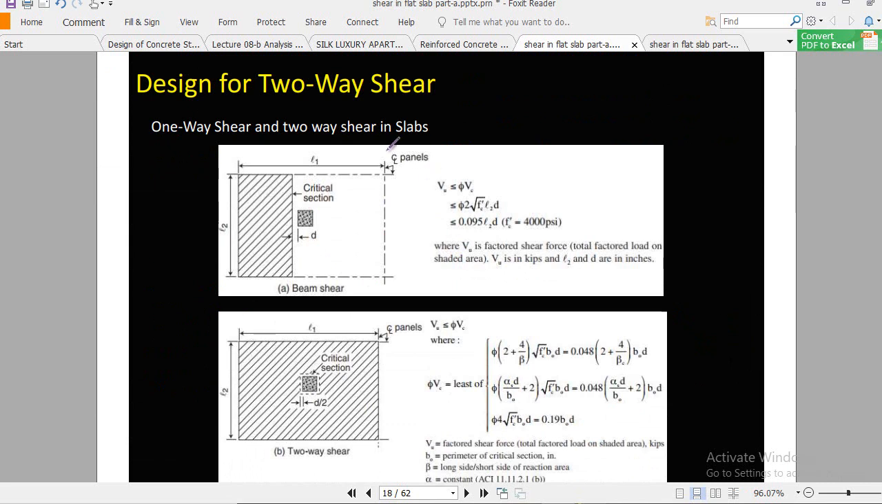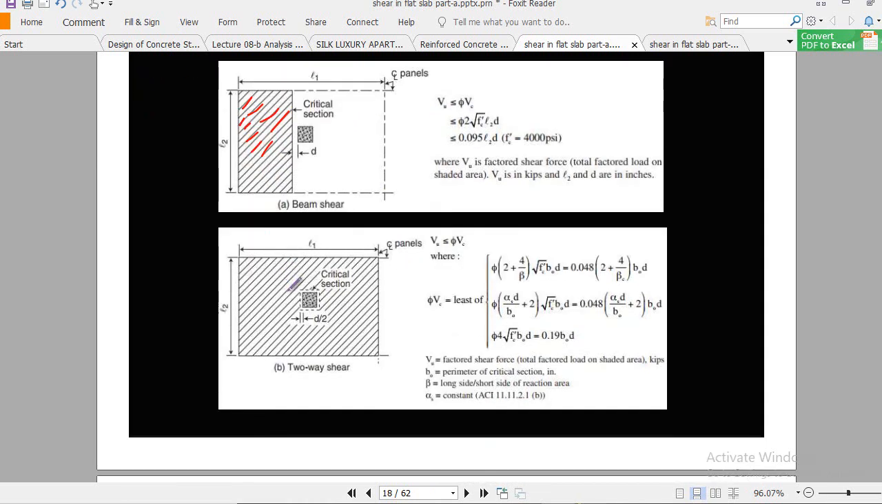You can say that for beam shear, we consider the critical section at a distance d from the face of the support, and this is the area which we will consider to check the beam shear. In the case of an interior column, this will be the whole tributary area, which will be multiplied with the force, that is qu, and we get the Vu value.